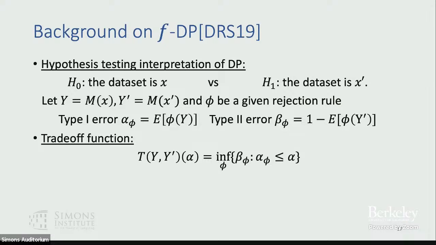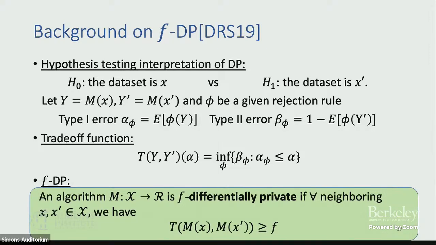Then with type 1 error and type 2 error, we can define the trade-off function between the two types of errors. Basically, the trade-off function quantifies the achievable and unachievable boundary of the two errors of this simple hypothesis testing task. And then we define FDP: an algorithm is F differentially private if for all pairs of neighboring databases, the trade-off between the two output distributions is greater than F. So FDP basically allows the full trade-off between the type 1 error and type 2 error of this simple hypothesis testing task to be governed by this F. A larger F implies a stronger privacy guarantee.